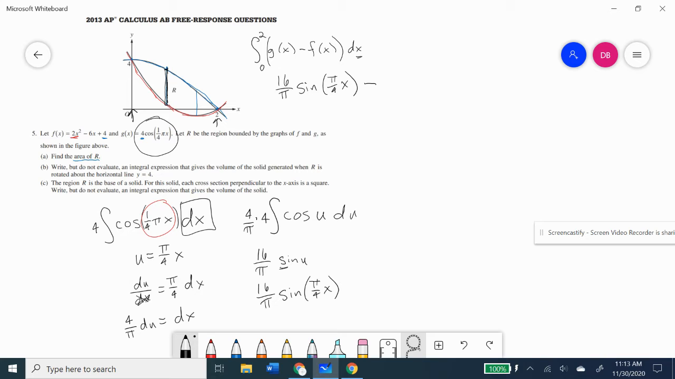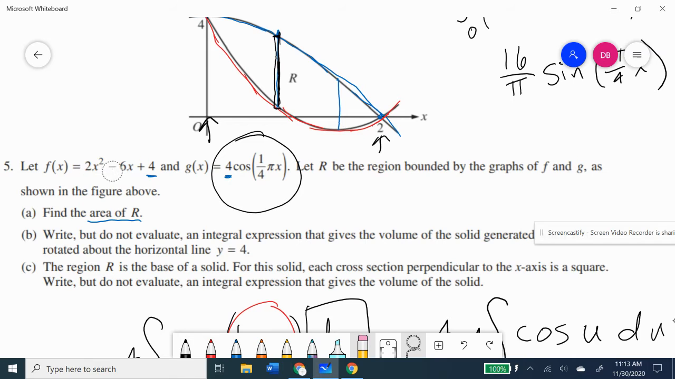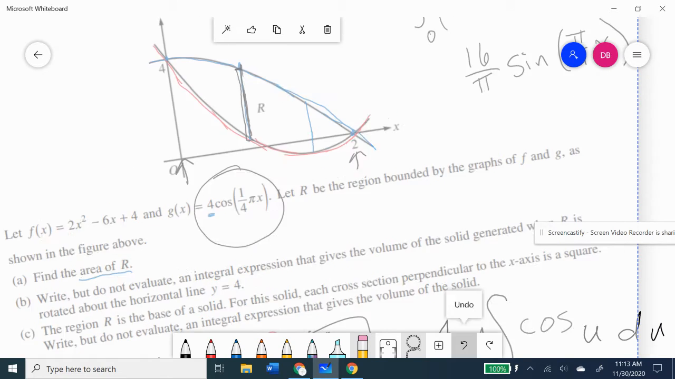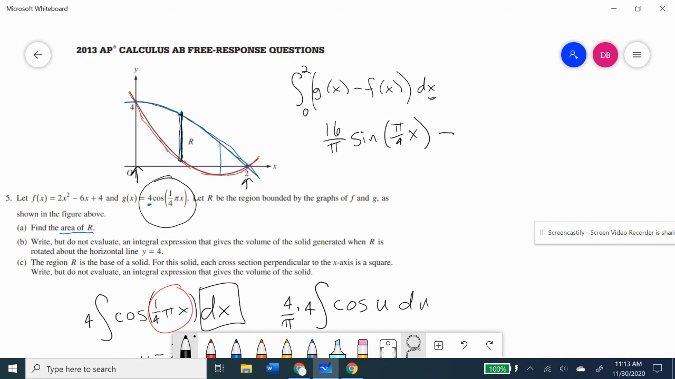Then minus, and I need to integrate f of x. F of x is a nice, pretty little polynomial. So when I integrate it, I'm just going to use the power rule. So 2 times, add 1 to the exponent, divide by the new exponent, minus 6 times, add 1 to the exponent, divide by the new exponent, plus 4 times x, and all of this is evaluated from 0 to 2.